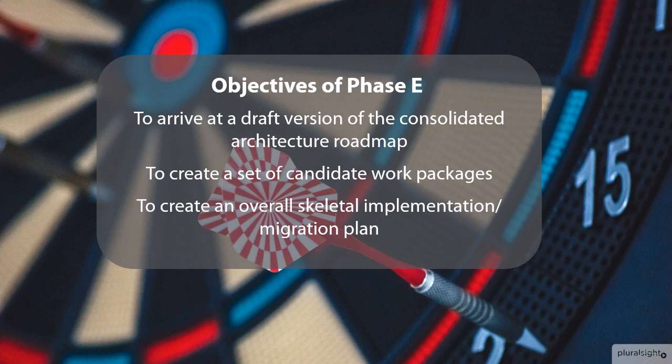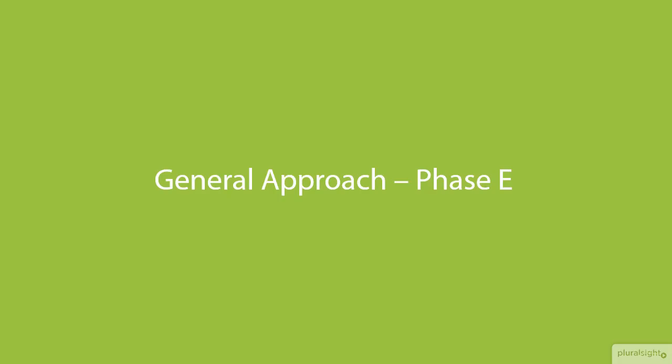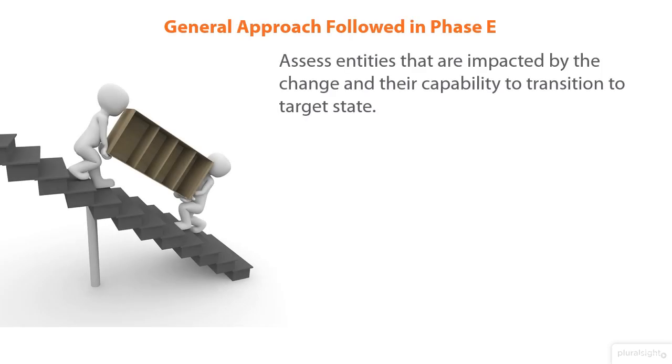will impact on them. Given these objectives, the high-level approach taken for phase E begins with an overall assessment of the entities impacted by the change and their capability to transition to the target state. This is because the impact of the enterprise architecture changes typically spans across not only the enterprise in question, but also across multiple organizations that interact within the enterprise's ecosystem.